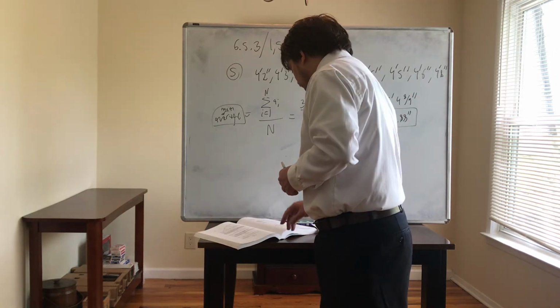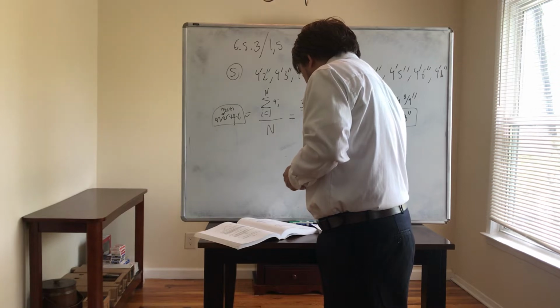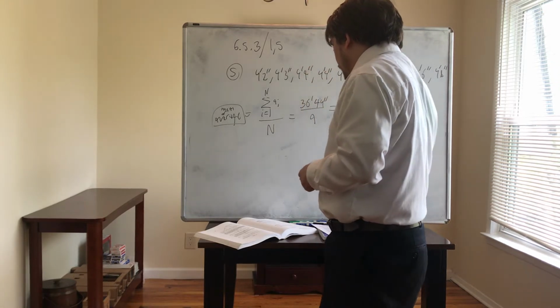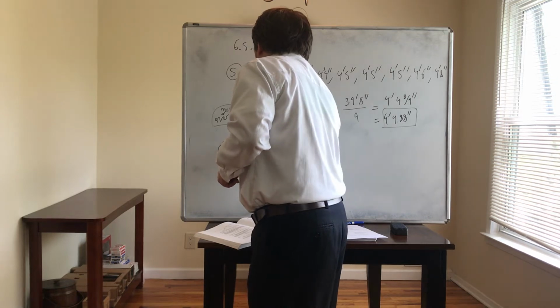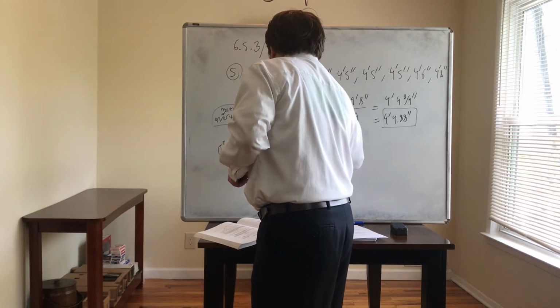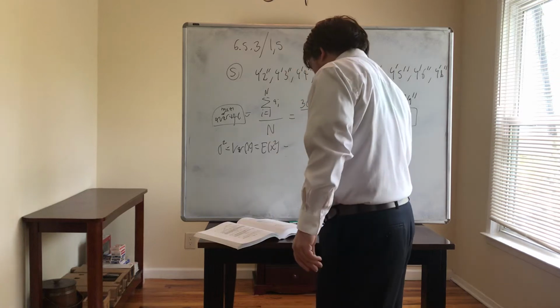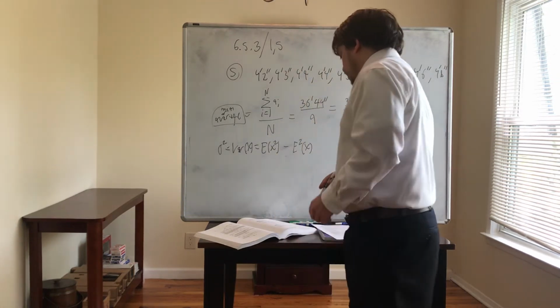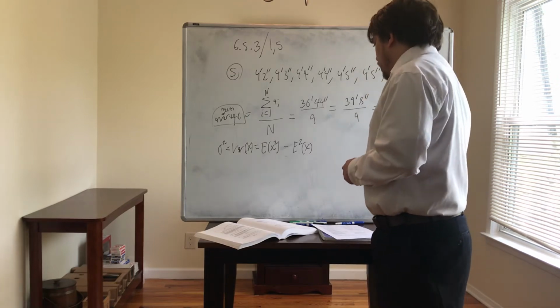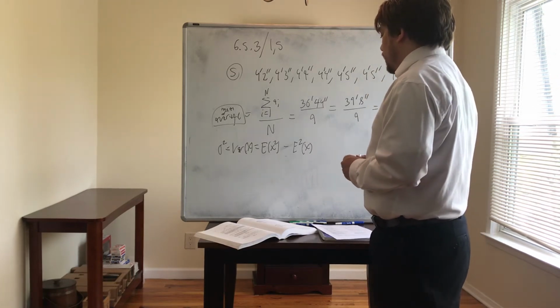Okay, so to find the variance, sigma squared, which is the variance of x, is E of x squared minus E of x squared, or E squared of x, which is E of x squared.